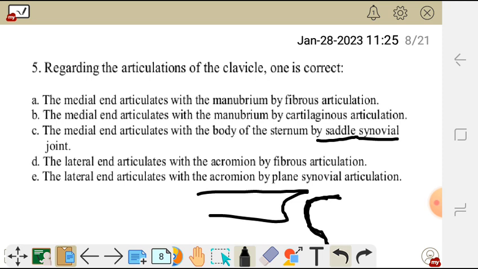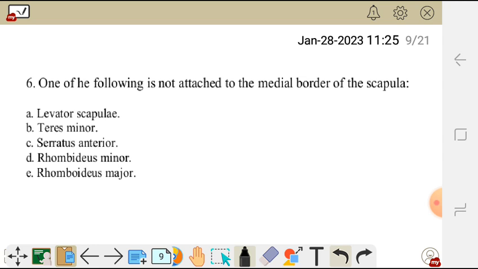C is correct. So we move on to question 6. One of the following is not attached to the medial border of the scapula.